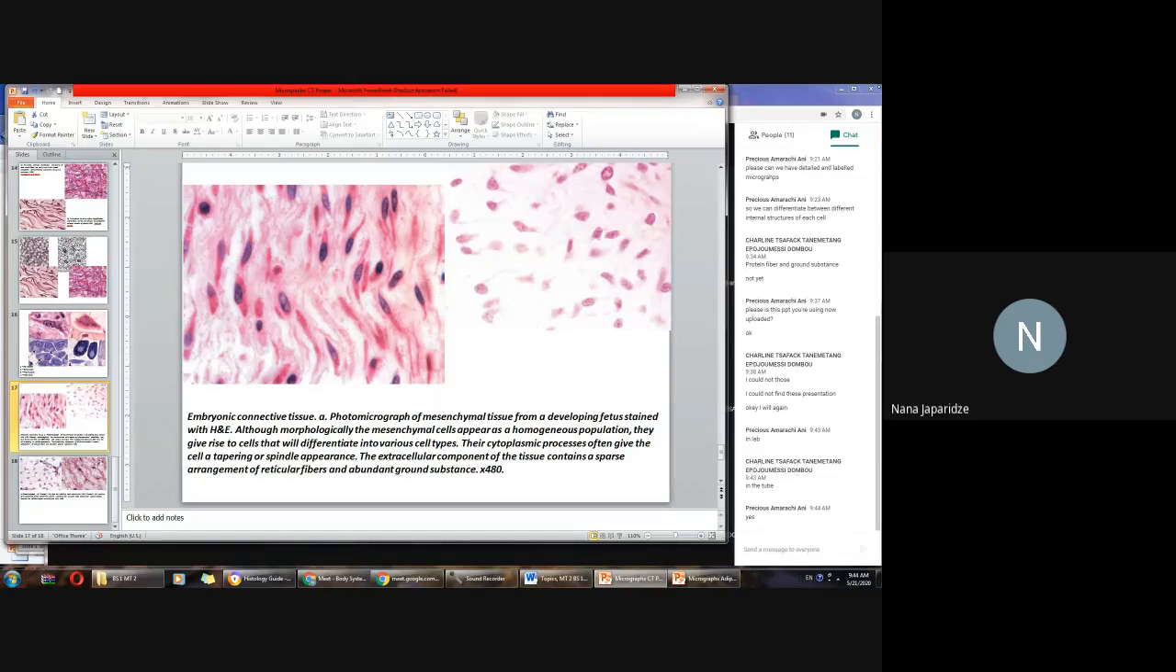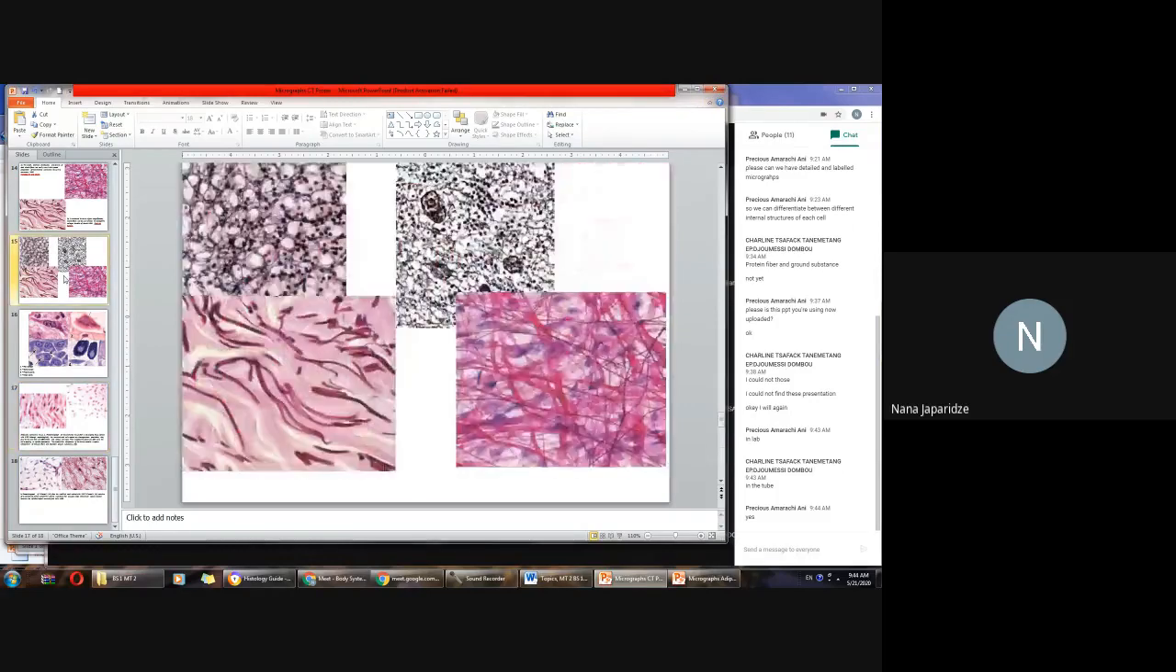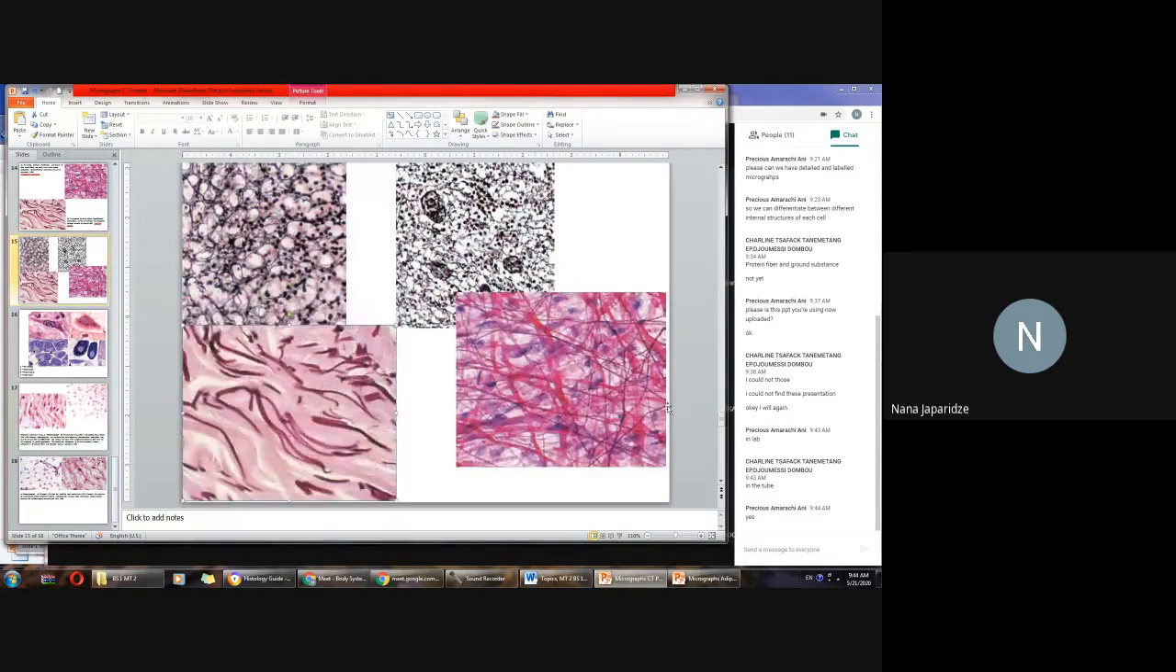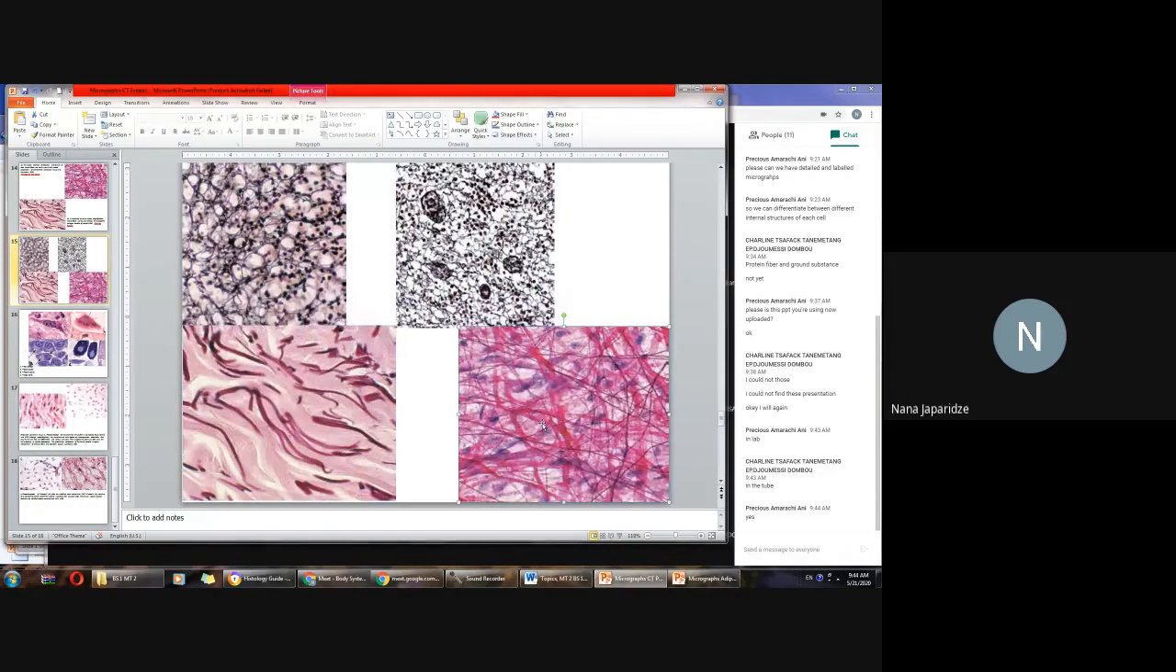Another set, okay, look again, back to these images. What type of tissues do we have here? All of them are connective tissue proper. This is loose areolar connective tissue proper. This is reticular connective tissue with a prevalence of reticular fibers. This is connective tissue proper, but with prevalence of elastin fibers, elastic connective tissue, okay?